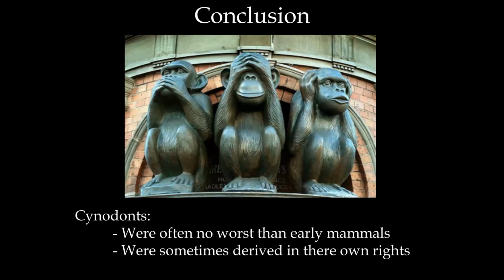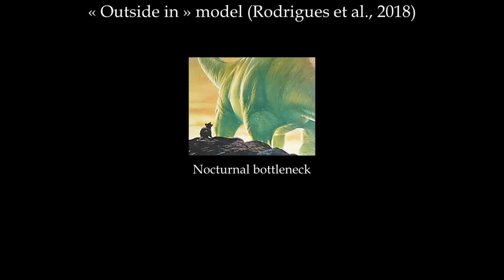So overall, cynodonts for many sensory features were no worse than early mammals. Early mammals were actually, as I said, kind of primitive, and derived cynodonts were as good as them in many respects in terms of sensory abilities. And some cynodonts were even very derived in their own right, like Cistecynodon, for example. And color vision was probably much better in cynodonts than in mammals.